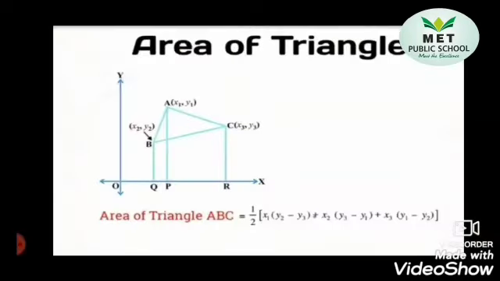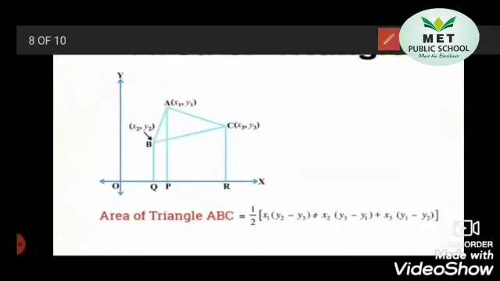Here is the formula for area of a triangle. The formula to calculate the area of a triangle is half bracket x1 (y2 minus y3) plus x2 (y3 minus y1) plus x3 (y1 minus y2). Feeling troubled, confused in remembering the formula? So here is a trick with me to remember the formula.